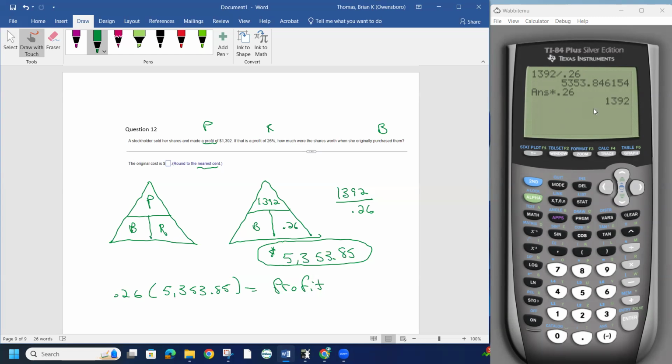Some of this becomes very meaningful when it comes to investing. So keep that in mind as you think about retirement, things like that, because percents are a big part of all that. Borrowing money and investing money.